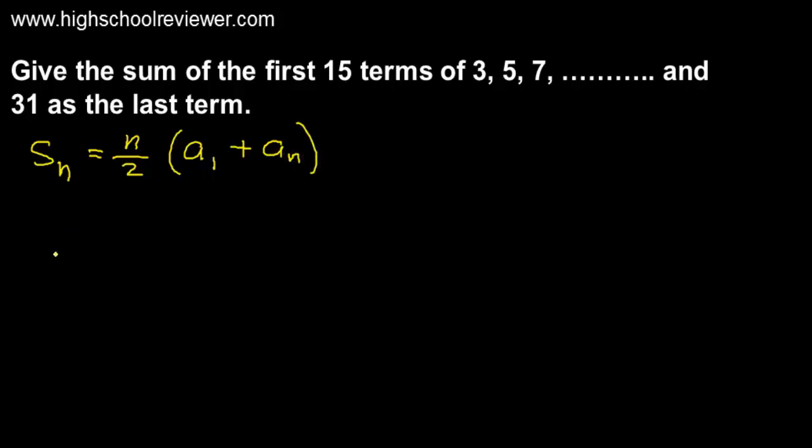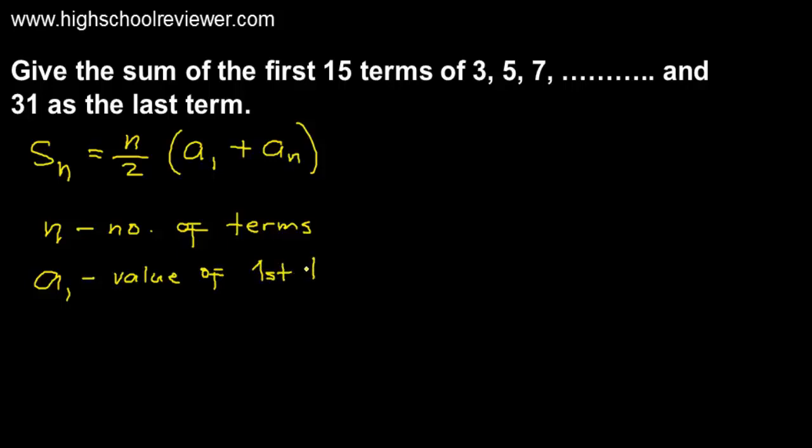sub n. Our n here is the number of terms. Our a sub 1 is the value of the first term. And then a sub n will be the value of our last term.